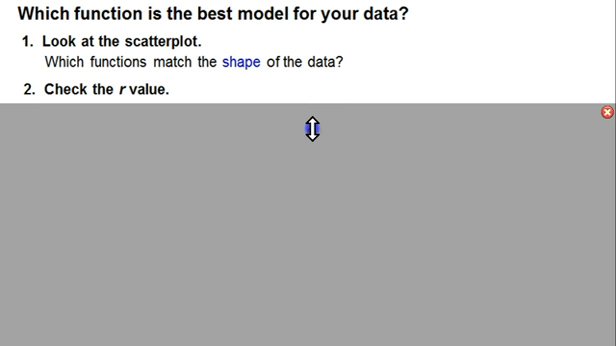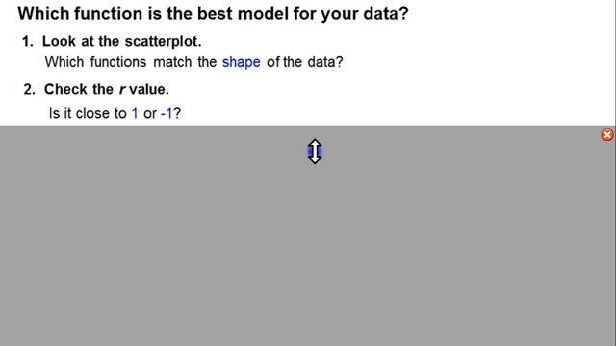Secondly, check the R value. You are looking to see if the R value is close to 1 or -1. Once again, you might have several possibilities that work, like in our example with the endpoint behavior.